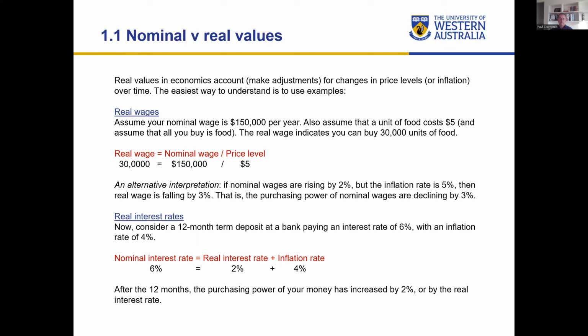So for example, if the price level of, let's say, food in Auckland was $1, you'd have a great life. Whereas if the price level of food in Auckland was $50, things would be tough for you. However, if you told me that you're living in Auckland and your real wage was 30,000 units of food, which is pretty much the same as what it is in Australia, then I could actually gauge that that real wage is actually quite good.